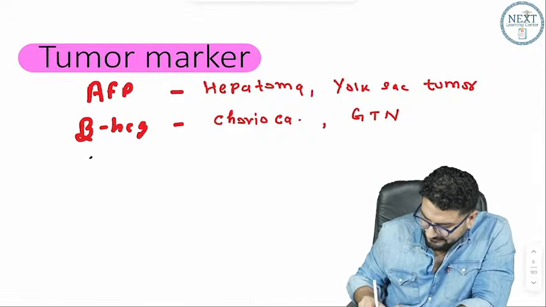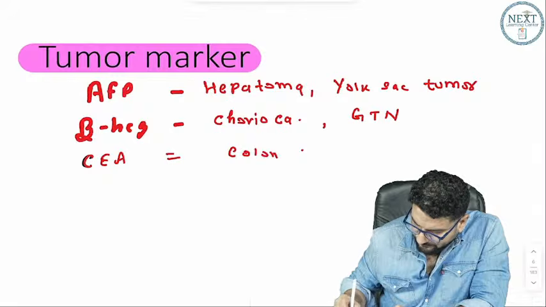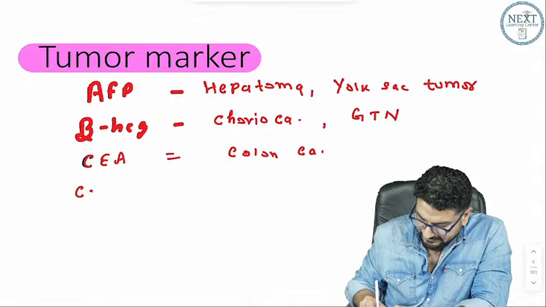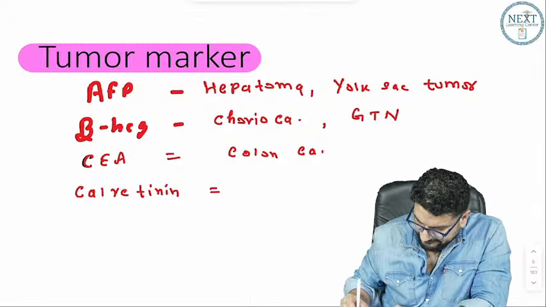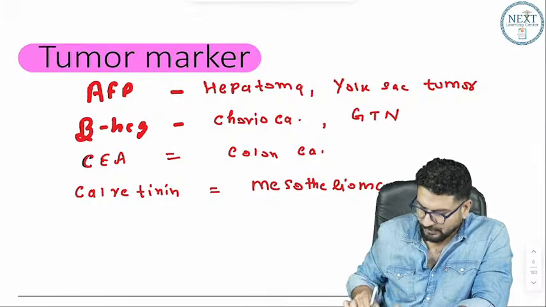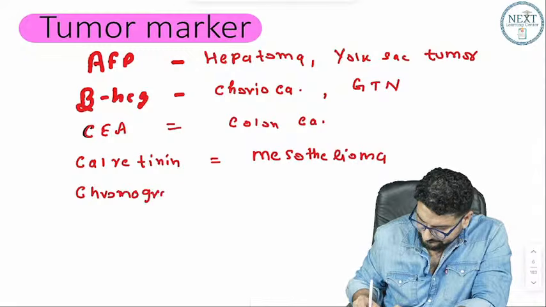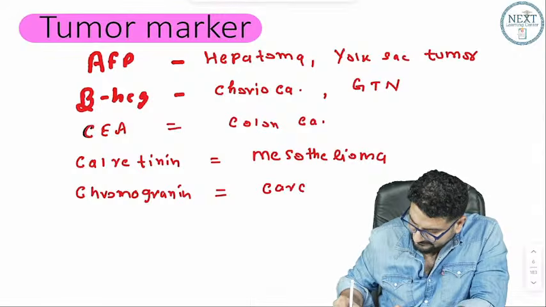Then what they ask you? They ask you CEA, very, very important. Carcinoembryonic antigen is the best marker for colon cancer. They're asking you a question on calretinin. Calretinin is the tumor marker for mesothelioma. Chromogranin, even this question came in the last attempt. Chromogranin is a marker for carcinoid tumor.